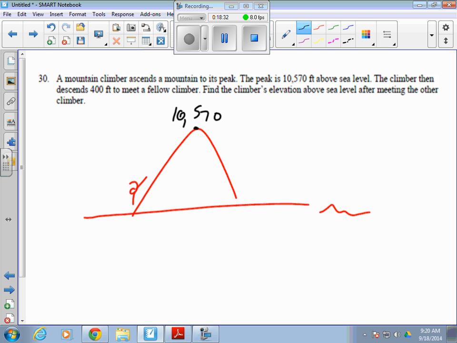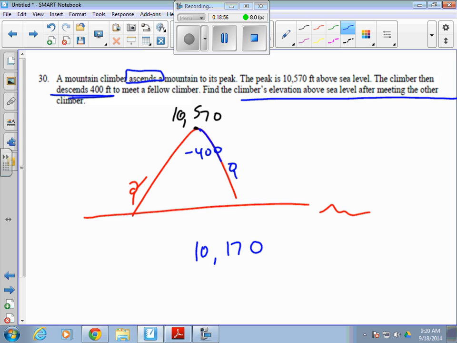The climber then descends. Ascends means to go up. You have to know that word. Descends means to go down. It says he descends 400 feet to go meet another climber that's coming up. So he goes down 400 feet, which means he subtracts 400 feet. So 10,570 feet minus 400 feet would be 10,170 feet. It says find his elevation when he finds the other climber. So when he gets to the other climber, 10,170 feet above sea level.